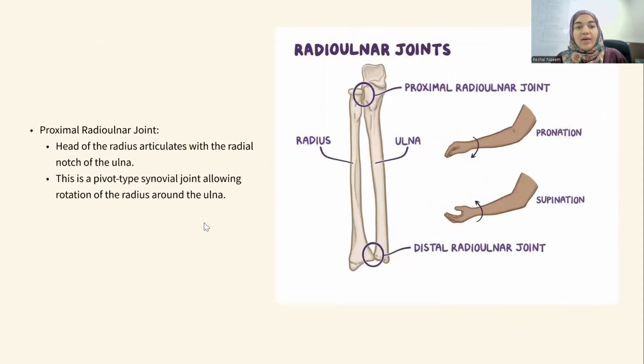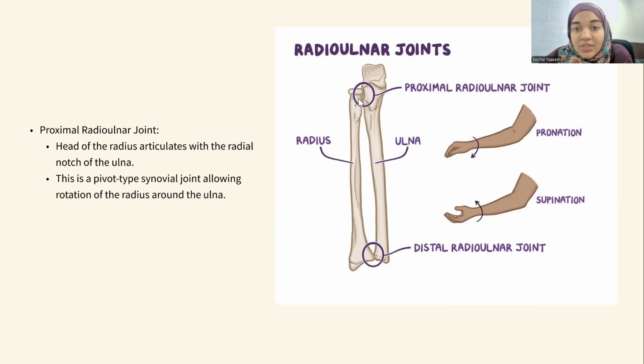Okay, now we have another joint. This is the third joint of our elbow joint. This is the radio-ulnar joint. When we talk about the radio-ulnar joint, I told you that there is an interosseous membrane between these two bones. So we have a proximal radio-ulnar joint and a distal radio-ulnar joint. The proximal radio-ulnar joint, when we talk about that, the head of the radius articulates with the radial notch of the ulna.